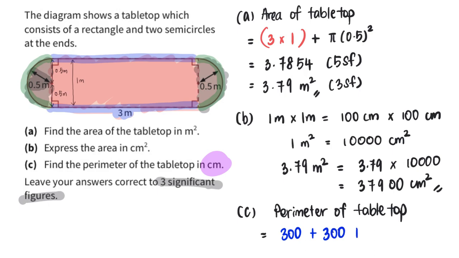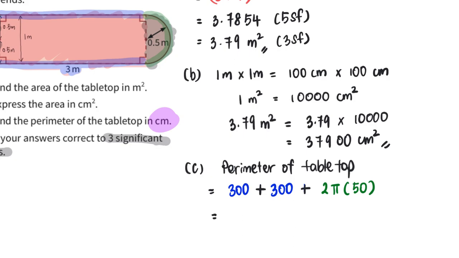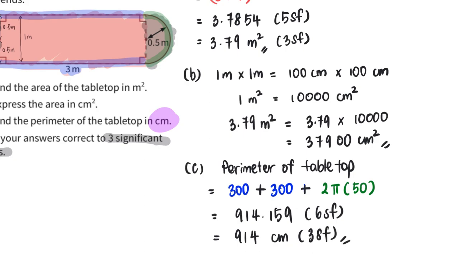And of course, my circle. Circumference of a circle is 2 pi r. R is 0.5 meter, which is 50 cm. So final answer, I would have 914.159. This is to 6 significant figure. Final answer, 914 cm. Oh, sorry, cm to 3SF, 3 significant figures.